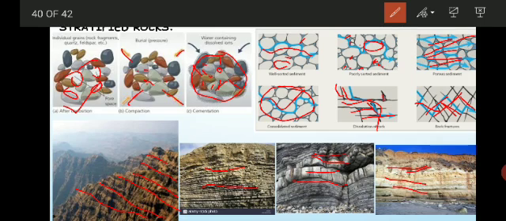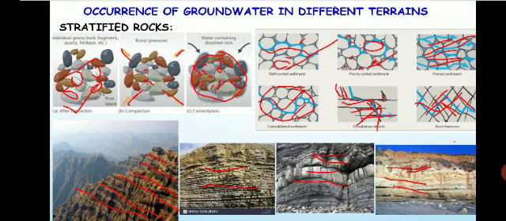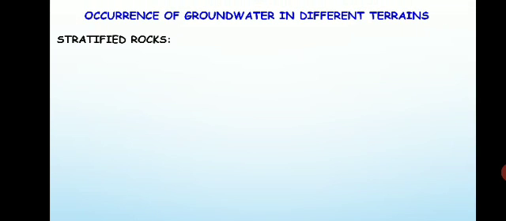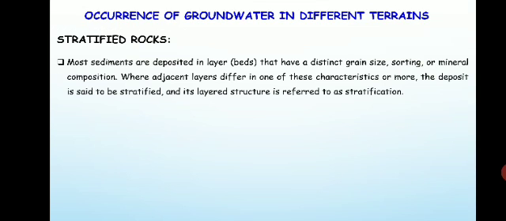So this is how the stratified rocks look. In each layer you will find all these porosity and permeability factors which will affect the occurrence of groundwater. So stratified rocks are layered rocks. Most of the sediments are deposited in layers, or beds, that have distinct grain size, sorting and mineral composition.